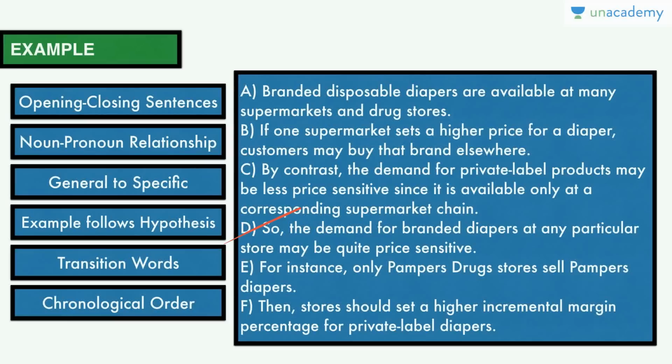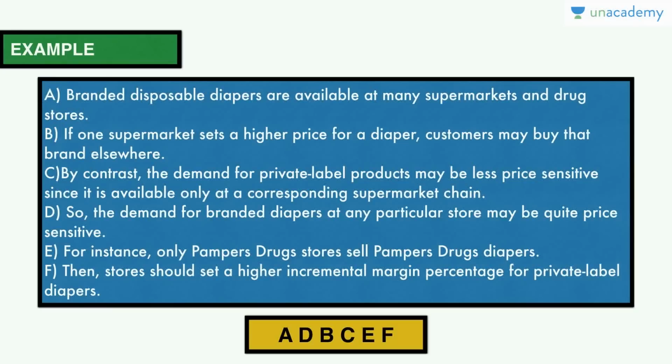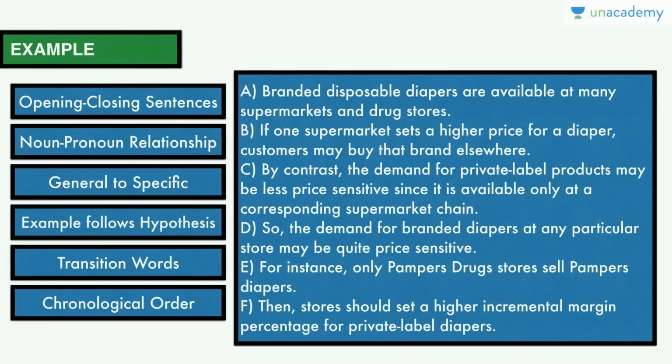C, E, F should be the answer. Let's have a look. A, D, B, C, E, F. Correct. Let's have a look at the approaches that we used. We used opening closing sentence, made our life very easy looking at A. Closing sentence also we used. Noun pronoun relationship we didn't use in this one. General to specific again we used. We got to know the opening sentence only from the general to specific approach.